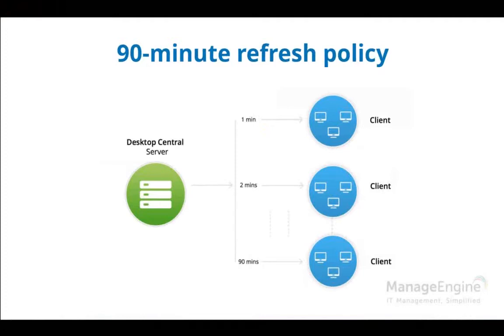and the server handles all the requests without consuming much CPU on the server machine. So, for example, if you manage 90 machines, only one machine per minute will reach the server. If you manage 900 computers, only 10 machines per minute will reach the server. If you manage 9,000 machines, only 100 machines will reach the server per minute. This is delegated by the Desktop Central server machine.